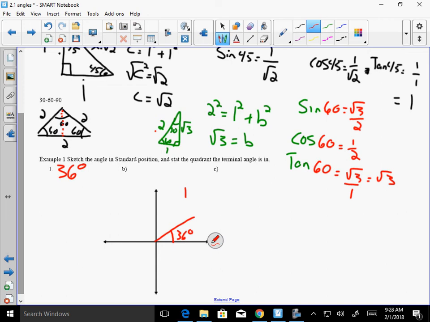All right, my next one, let's do 210. 210 degrees is greater than 180. It's somewhere over here. Those are some pretty straight lines, Mr. Weber. Thank you. And that's quadrant 3.